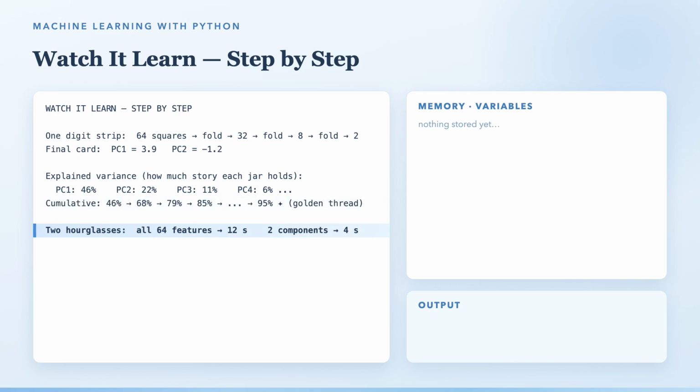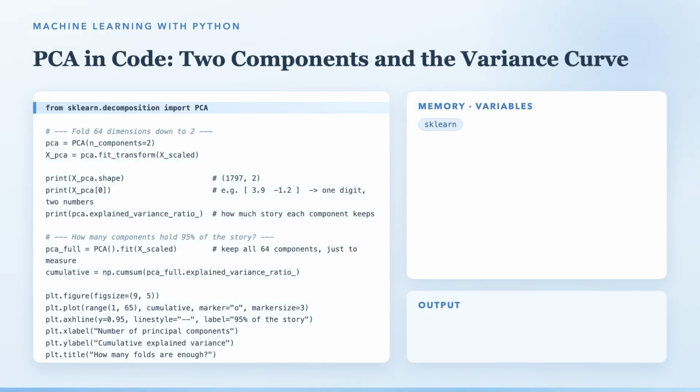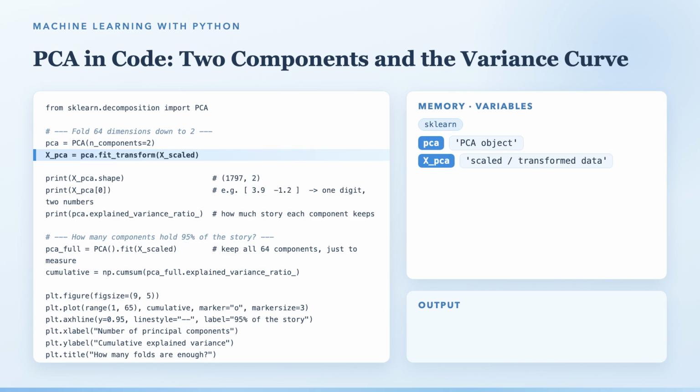Adding them together, the cumulative line climbs. 46, 68, 79, 85, on and on, until it touches 95%, the golden thread, and at the bottom, the 2 hourglasses. All 64 features take 12 seconds. 2 components, just 4. Everything we just watched is 3 lines of code: PCA, with 2 components, fit, and transform, and every strip in the hall folds at once. 1,797 digits, each now just 2 numbers.